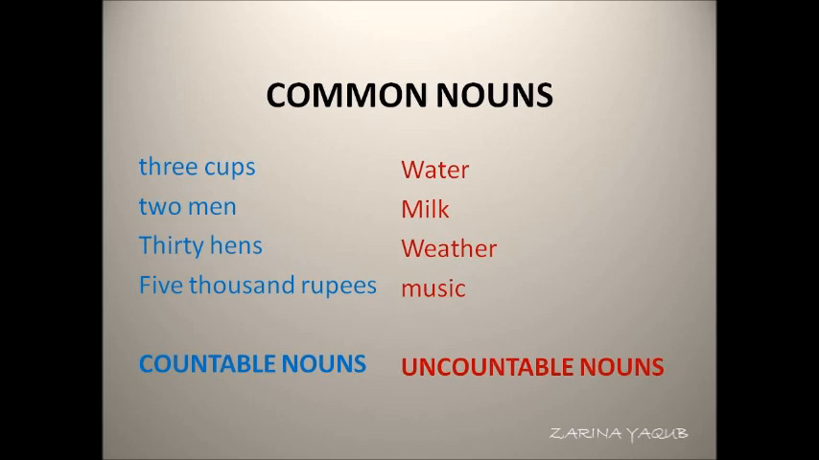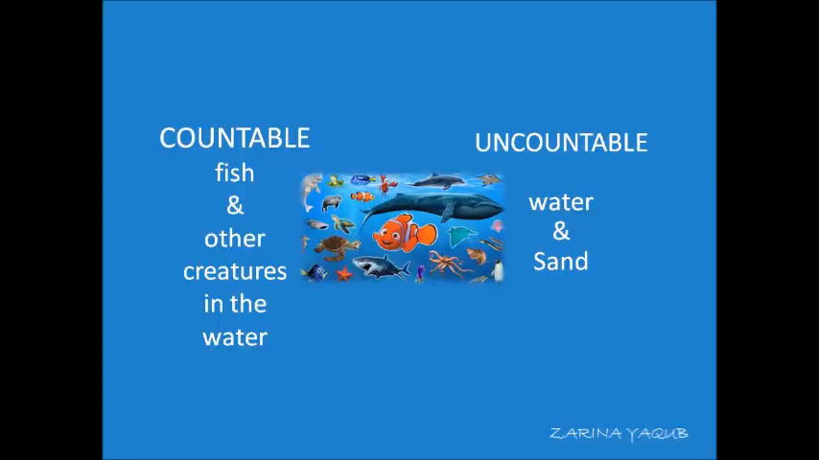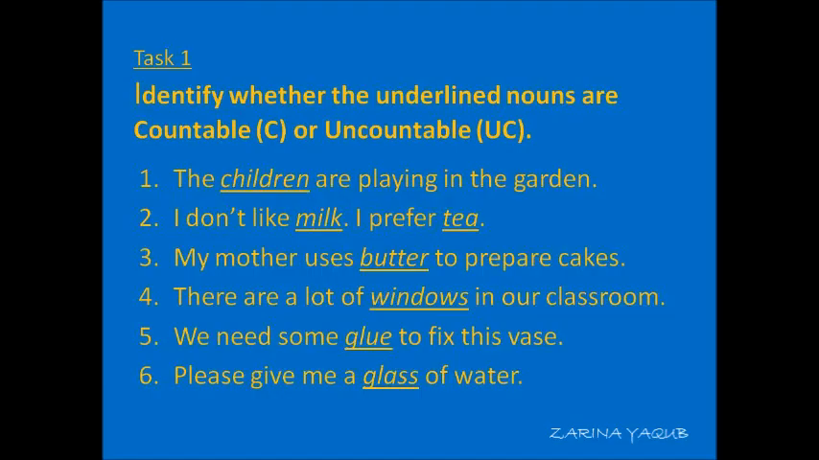But there are some common nouns which are the names of persons or things that cannot be counted, like water, milk, weather, music, etc. We cannot say, I want 1 milk, or let me have 2 waters. Such nouns are known as uncountable nouns. So, countable nouns are those nouns which can be counted, and uncountable nouns are those nouns which cannot be counted. Now, do task 1 and check your understanding about these two nouns.